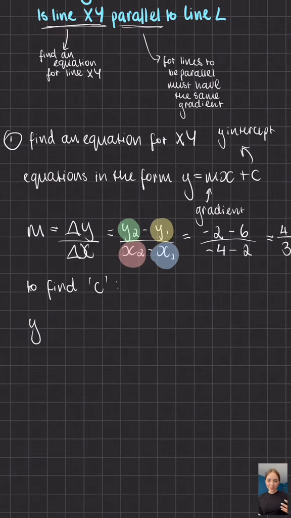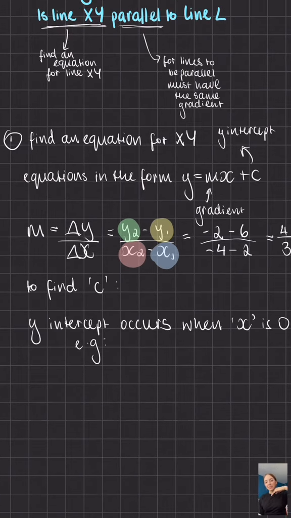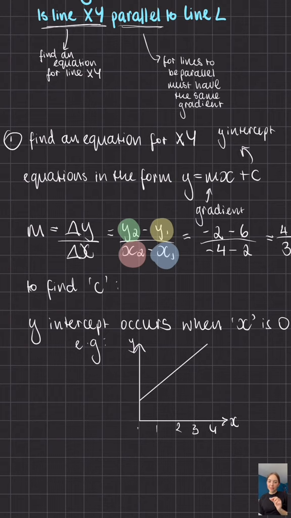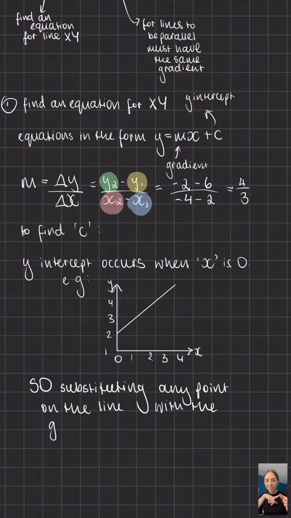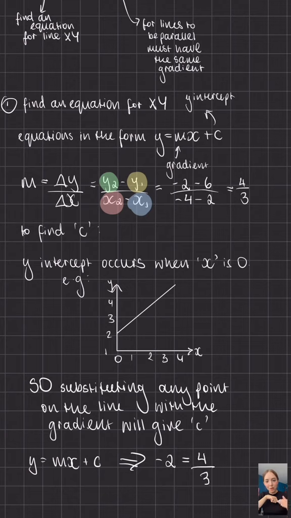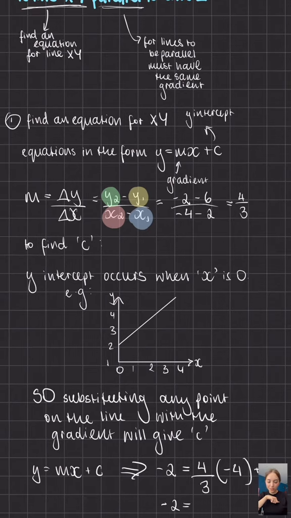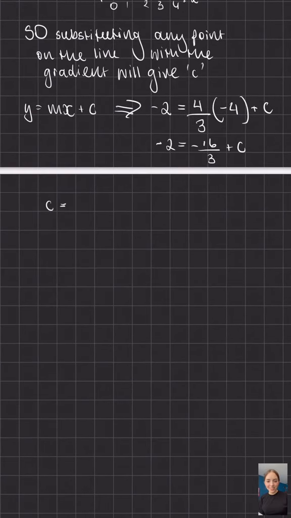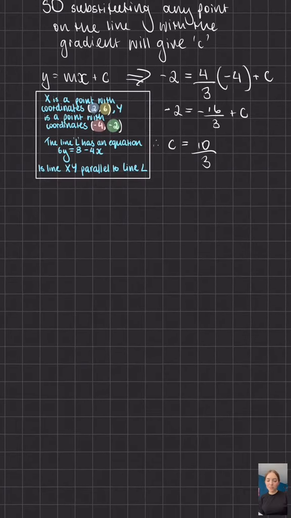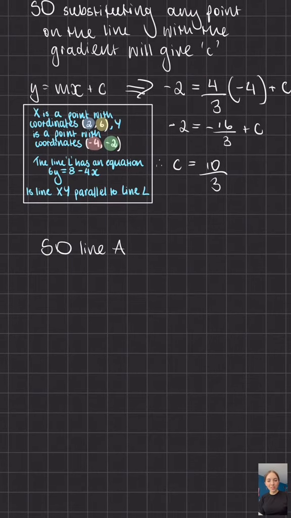The c, or the y-intercept, occurs when the line crosses the y-axis, which is going to be when x is 0. So to find this point, we substitute our gradient and a point that sits on the line and rearrange in order to find c. I used the coordinate (-4, -2), but you could have used the other one, which is (2, 6), given in the question. Substituting that in and rearranging for c, we get c equals 10/3. So that means that line XY is y = 4/3 x + 10/3.